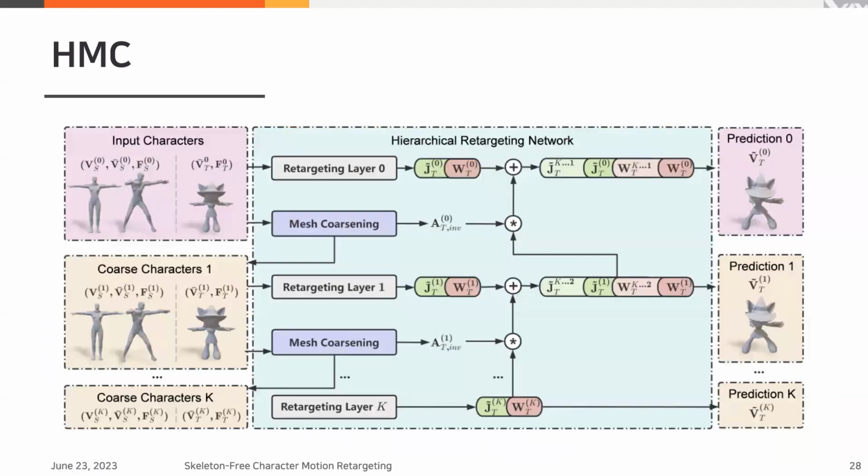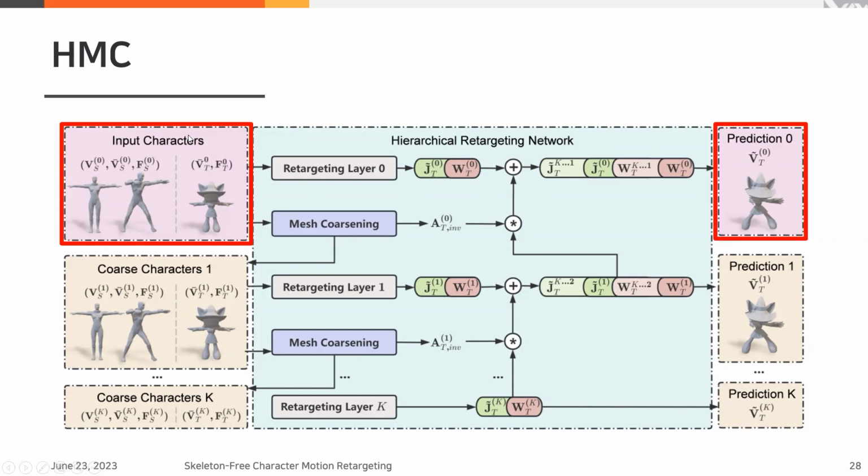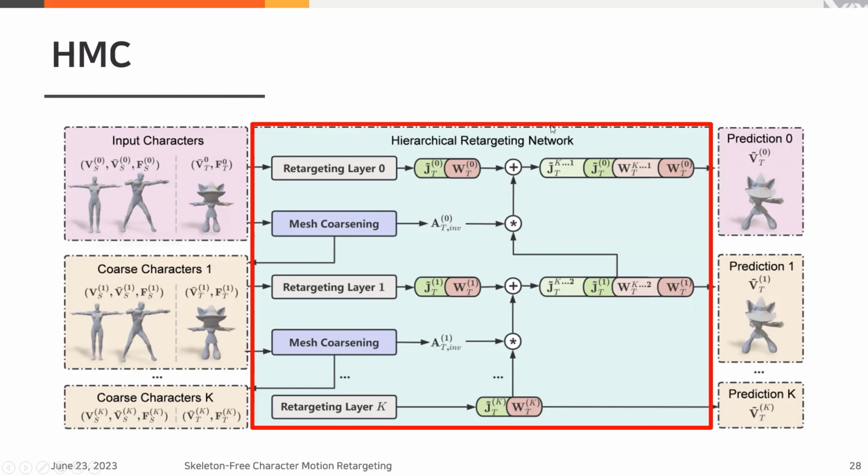The overview of the HMC is as follows. The inputs and outputs are the same as the skeleton-free pose transfer method. Given the pose mesh and rest mesh of the source and the rest mesh of the target, the network predicts the pose mesh of the target character similar to the source pose. The difference is that the retargeting process is addressed in a coarse-to-fine fashion to gradually complement missing mesh details.